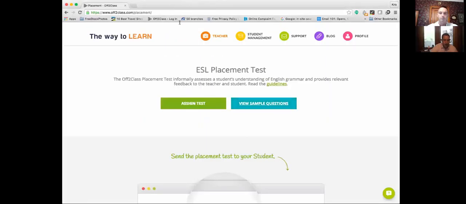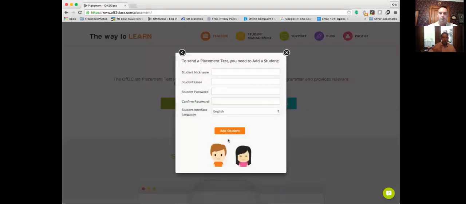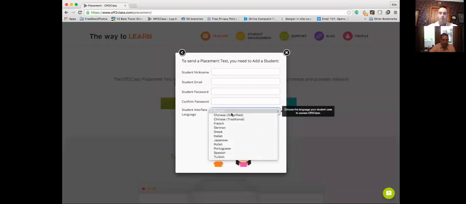And you can assign this test to your prospective students. So if you press this big green Assign Test button, which I'm going to do right now, I'm going to choose to send to a prospective student. So this green button here. And when I do that, I can set up the student account right here. All I need to do is create a little name so that I can remember the student as a teacher, add the student's email, and create a password. And then I can choose the interface language that they'll be using to access Off to Class.